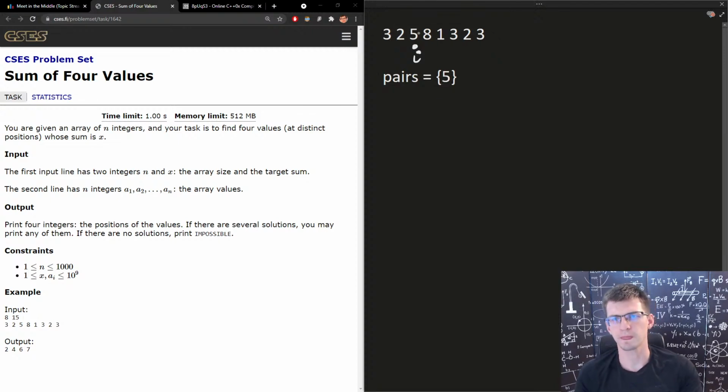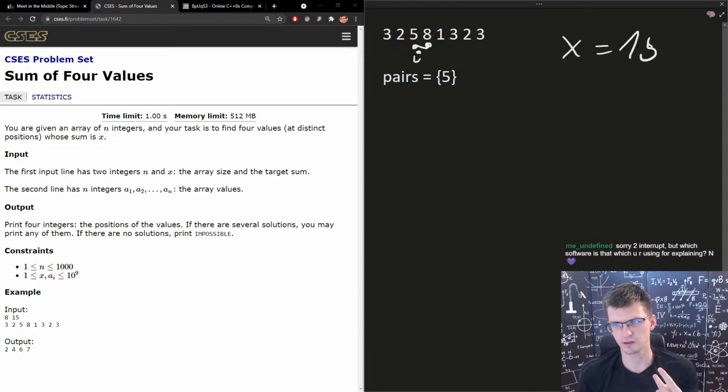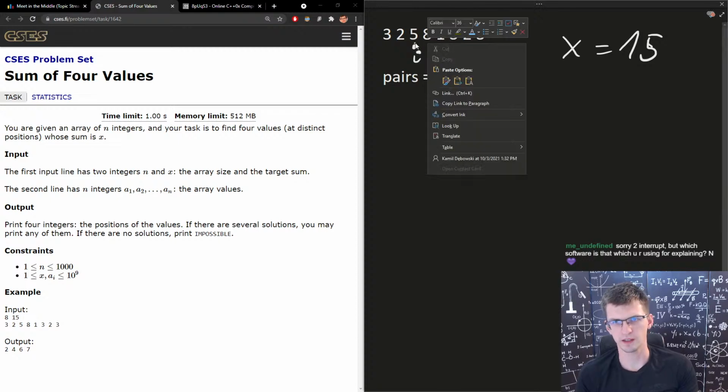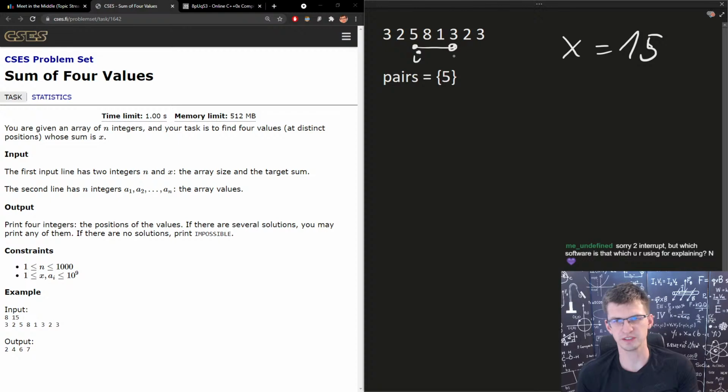Now I try to pair up i with this j, 8. 5 plus 8 is 13. The target sum is 15. I am looking at 5, 8. The sum is 13, so what is missing is 2. And I'm checking if in the pairs I have 2. No. Moving on. This pair, 6. Missing value is 9. Do we have 9 here? No. Next, we have this 8. Missing is 7. Nope.